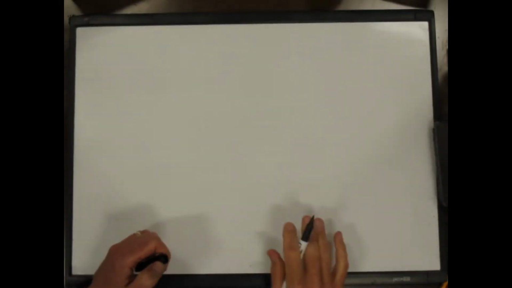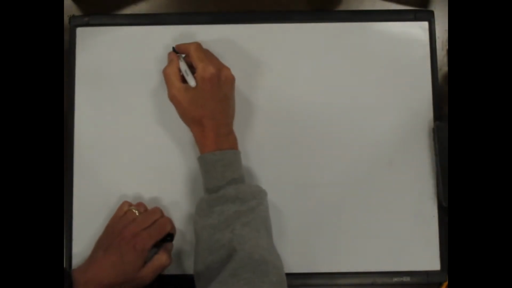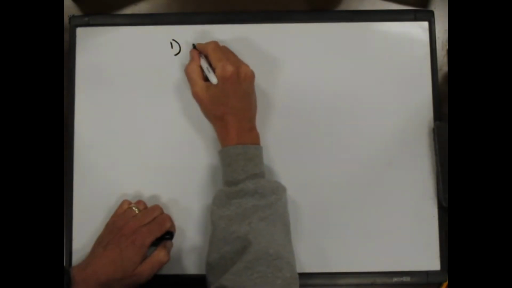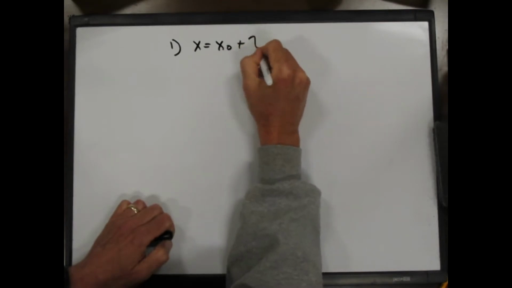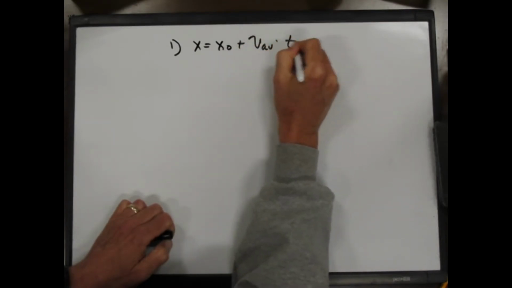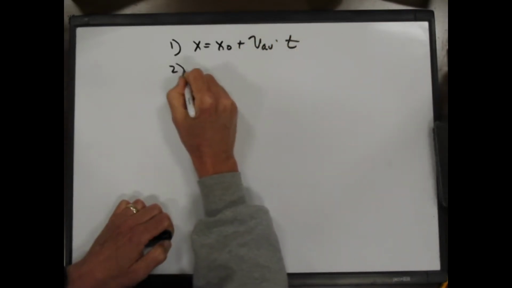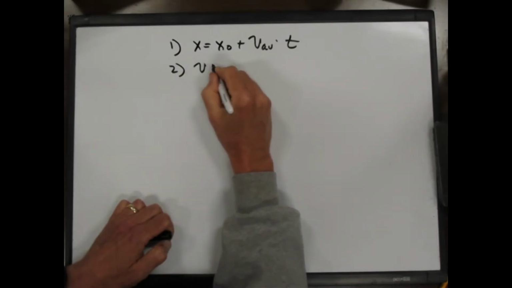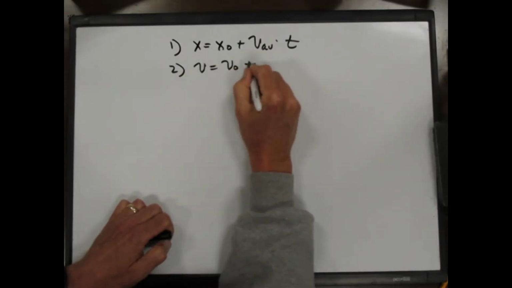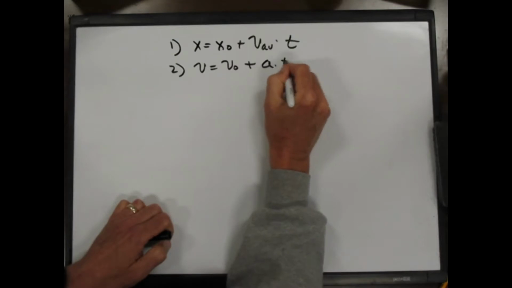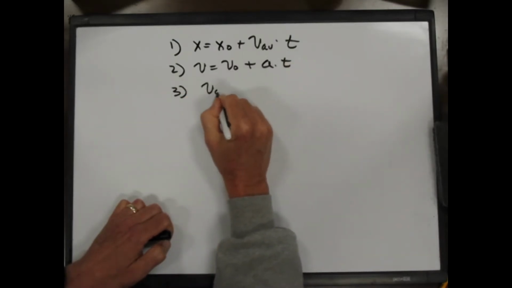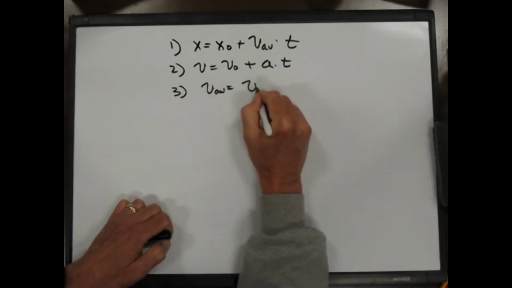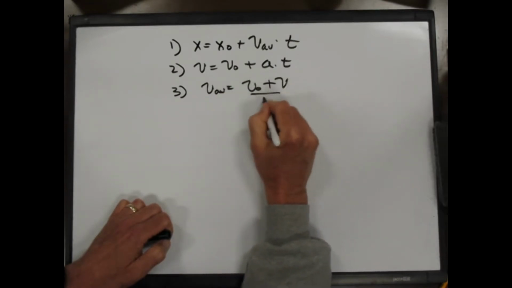So we're going to develop a few more equations. We really have three equations. We have this one for the position. We have this one for the velocity and the acceleration. Right? And then we developed a third one which said V average is equal to V initial plus V final divided by 2.